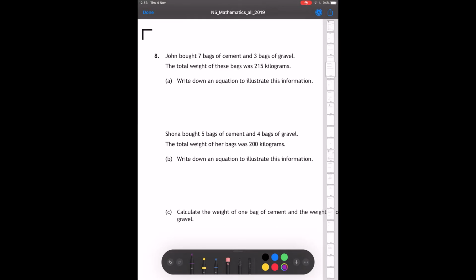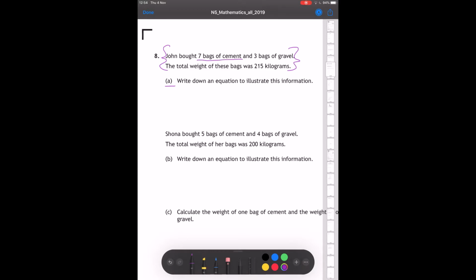So we're back at it again with simultaneous equations. Part A. Write down an equation to illustrate this information. So we need to take this information and put it into an equation. So what do we have here? We have cement and gravel. So 7 bags of cement.